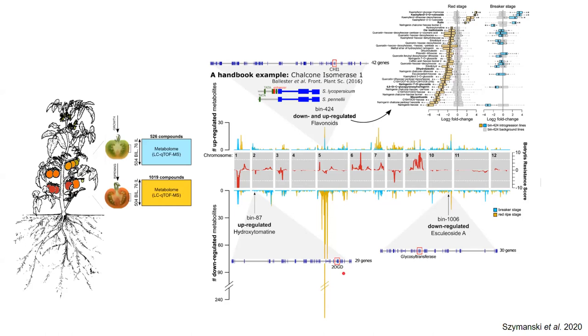there were 29 genes. We found a 2-oxoglutarate dioxygenase there. That is a nice candidate for the biosynthetic pathway of the hydroxytomatine. And another candidate that we found interesting for the steroidal glycoalkaloids was the QTL of downregulated esculeoside A. That downregulated esculeoside A was associated with a genomic region of 30 genes. And among them, we fished out a glycosyl transferase that seems to fit the biosynthetic pathway of esculeoside A and could explain that change.